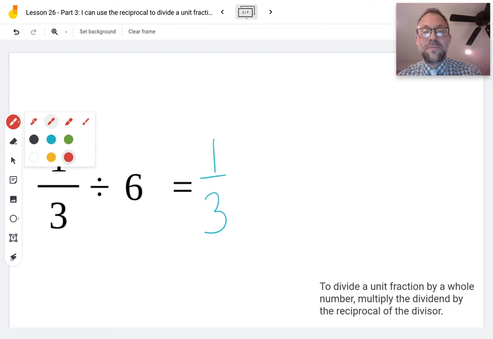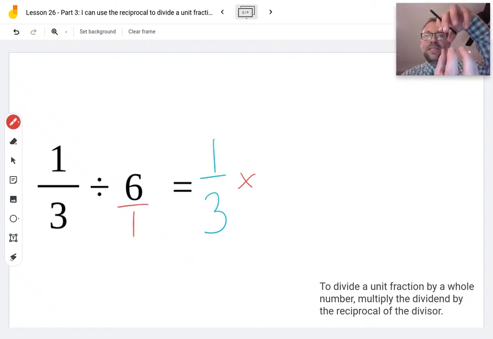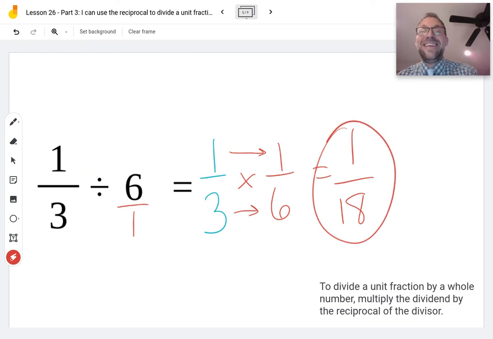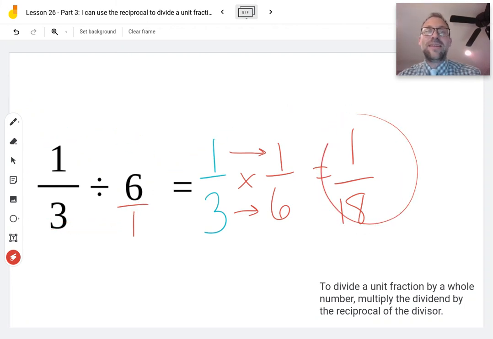So let's do that. And then we're going to find the reciprocal of 6. Well, to do that, we first have to write 6 as a fraction, 6 over 1. And then we're going to take 6 over 1 and flip it on its head. And that is 1 over 6, or 1/6. So now we have a number sentence, 1/3 times 1/6. Let's do that. 1 times 1 is 1, and 3 times 6 is 18. 1/18 is the quotient, the answer. 1/3 divided by 6 is 1/18.